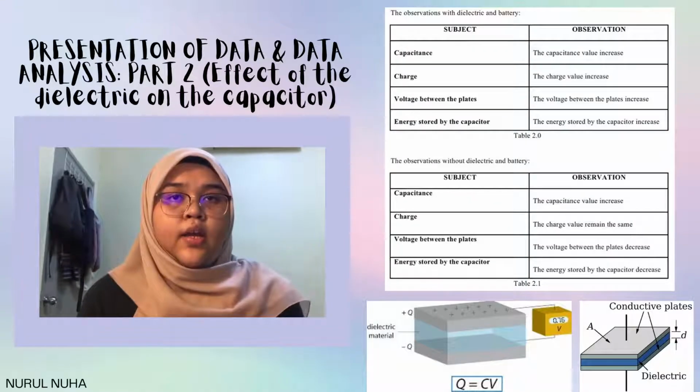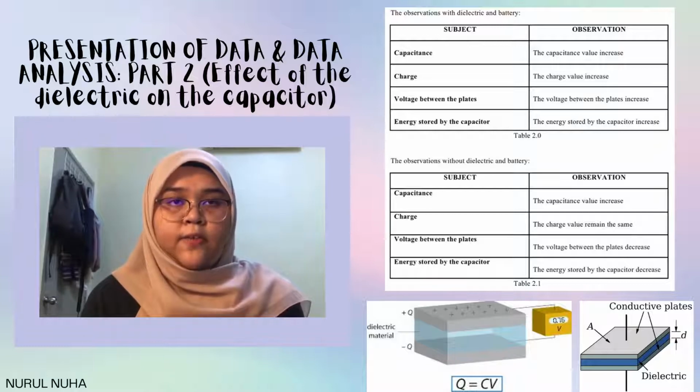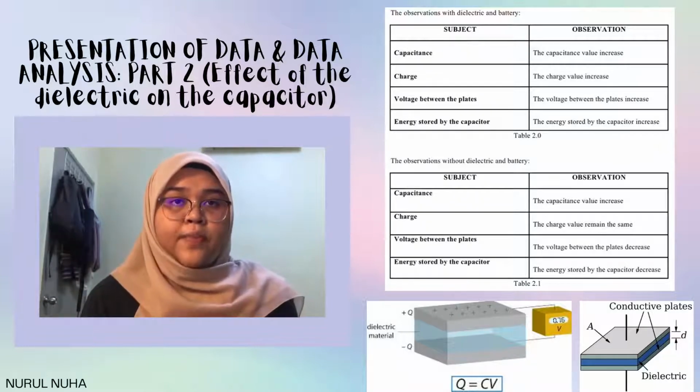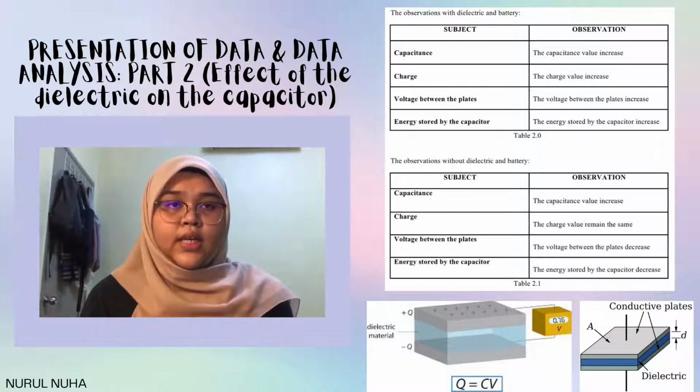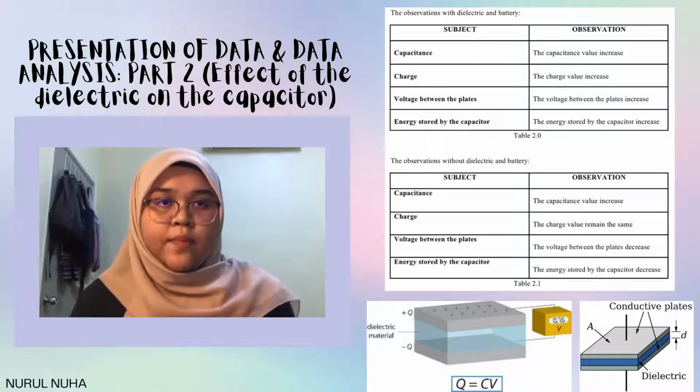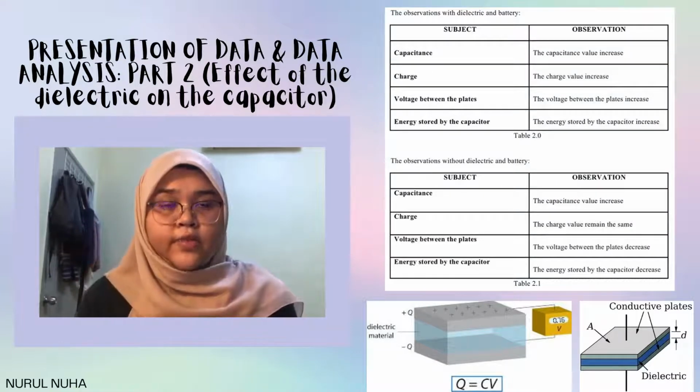Experiment 2, the effect of the dielectric on a capacitor. For this part, two tables were obtained to see the different results of the presence of a dielectric on a capacitor. The capacitance, charge, voltage between plates, and energy stored by the capacitor were the changes that we observed at the end of the experiment. With a dielectric and the battery, it shows an increase for every quantity.